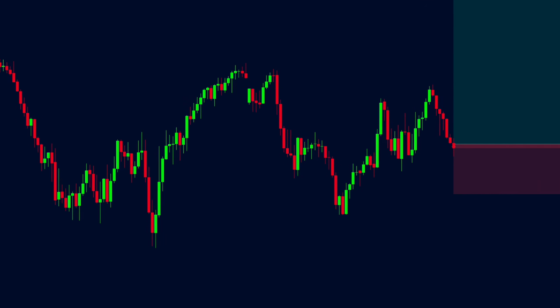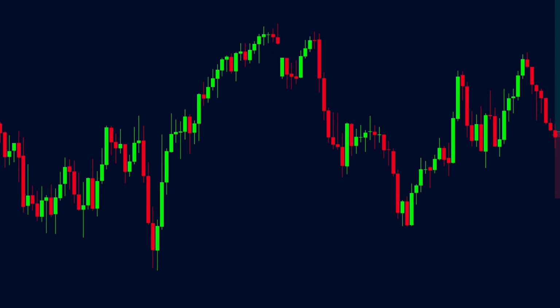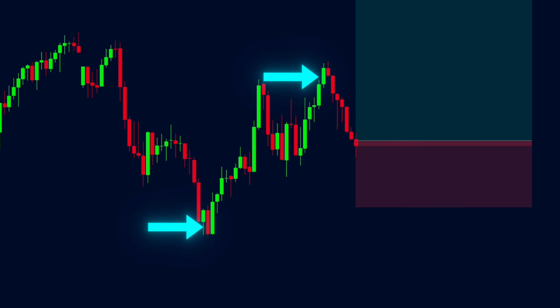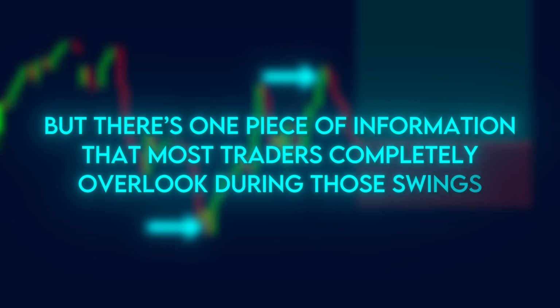Most traders analyze swings the same way. They watch the market move from a low to a high, or from a high to a low, and then they try to figure out where support or resistance might appear next. But there's one piece of information that most traders completely overlook during those swings.